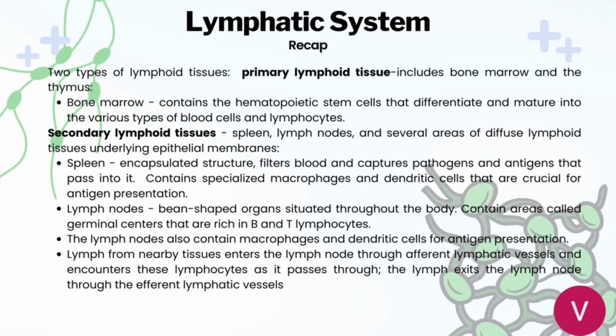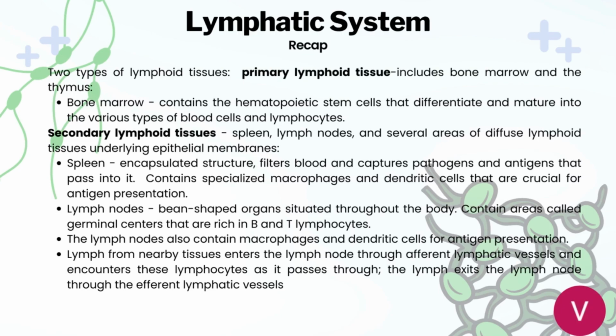The spleen, an encapsulated structure, filters blood and captures pathogens and antigens that pass into it. The spleen contains specialized macrophages and dendritic cells that are crucial for antigen presentation, a mechanism critical for activation of T lymphocytes and B lymphocytes.